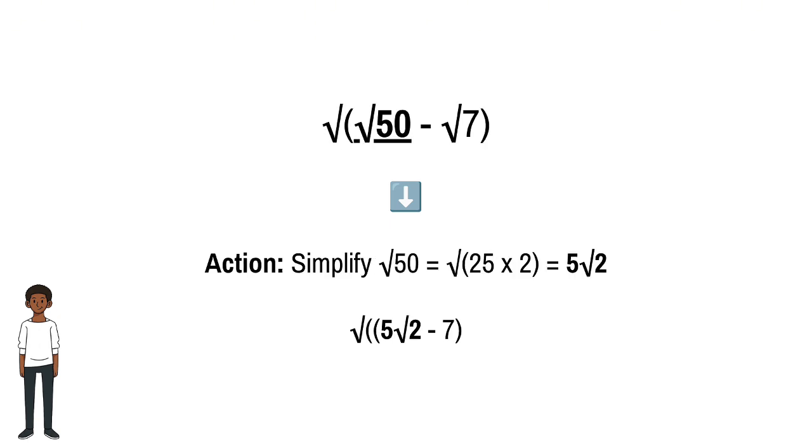Step 2. Now let's look at the other interior term, the square root of 50. 50 is not a perfect square, but it has a perfect square factor. We can break 50 down into 25 times 2. This means the square root of 50 simplifies to the square root of 25 times 2, which is 5 roots of 2. Our expression is now the square root of 5 roots of 2 minus 7.